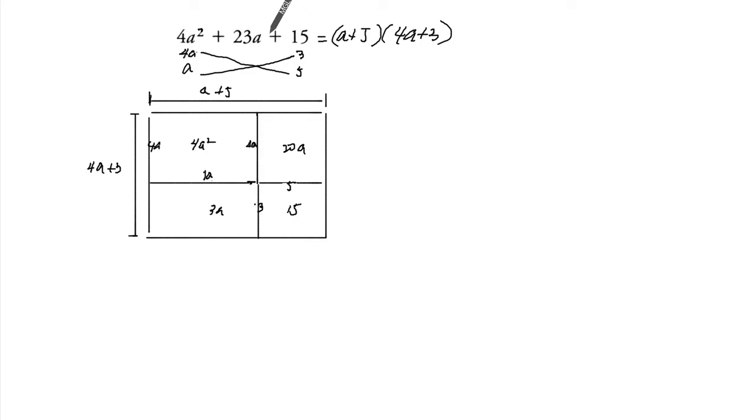And once it does add up to 23a, you list your final answer in a straight line, the rows with the rows and the columns with the columns. Okay, but when you form the area, you have to do row times column, right, and then column times row.